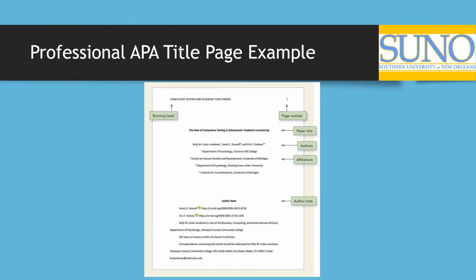Here is an example of the title page for an APA professional paper. Please make note of the components that were mentioned on the previous slide. As you can see, flush in the upper left-hand corner, we have the running head. Note that the term running head is no longer on there. Also note that you have the page number located in the upper right-hand corner.